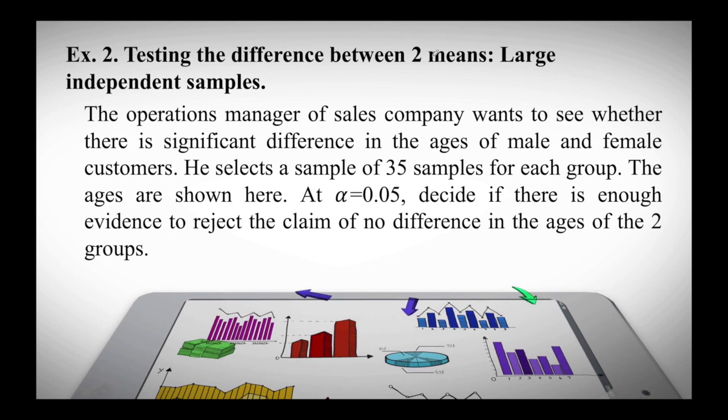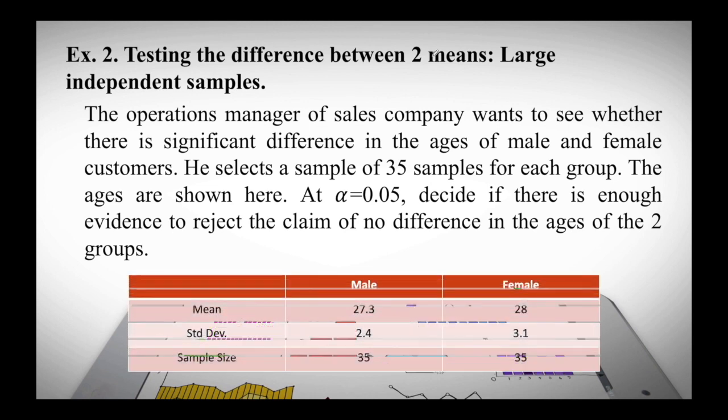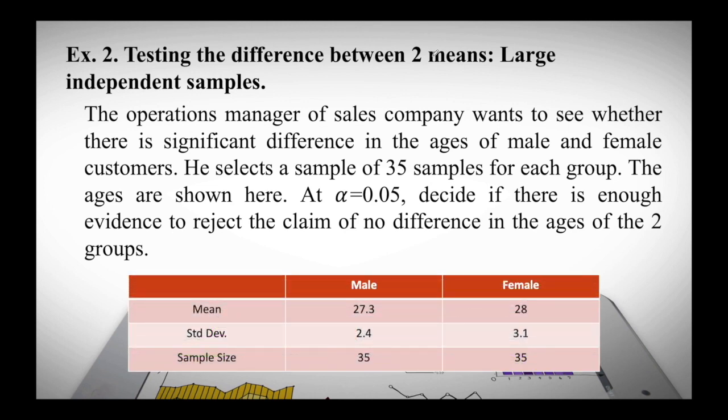So, the operations manager selects a sample of 35 for each group. So, ano yung group na yon? Of course, male and female customers. The ages are shown here or on the next slide, in the table below. At alpha level 0.05, let's decide if there is enough evidence to reject the claim of no difference. Take note again sa term na ginamit, no difference. Meaning to say, the first group is just equal to the second group. No difference, equal sila in the ages of the two groups.